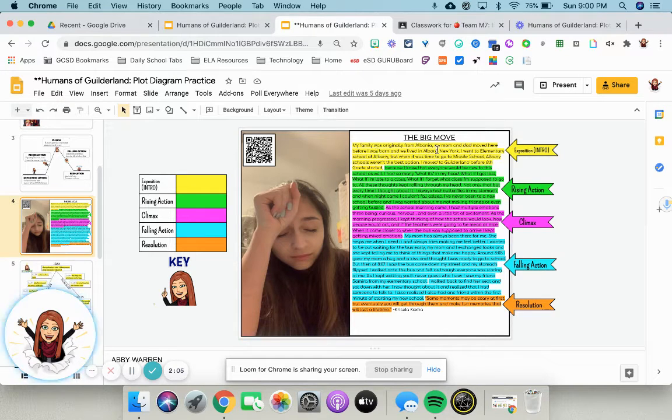Everything that's the exposition is in yellow. All of the rising action is in green. All of the climax information is in pink. Falling action is in blue. The resolution is in orange.